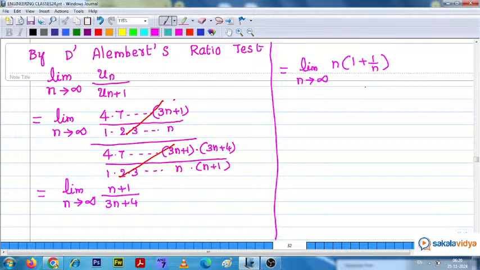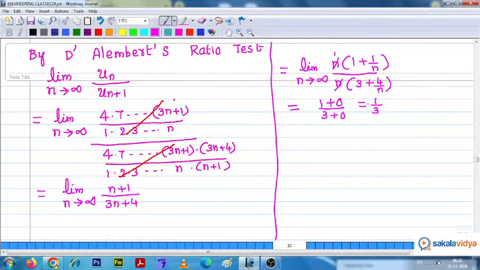Am I right? So I hope you might have understood this one. In the similar manner, similar pattern, take n common from 3n plus 4. Having taken n common, we get 3 plus 4 upon n. So n got cancelled. We have now apply the limit. As n tends to infinity, 1 by n is 0, 4 by n is also 0. 1 plus 0 by 3 plus 0, that is 1 upon 3.